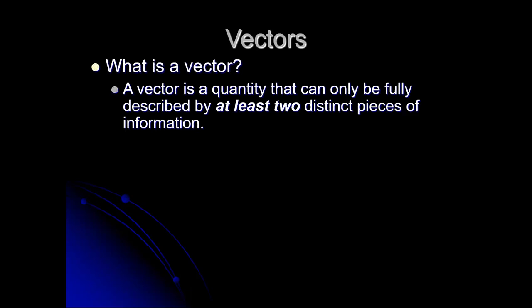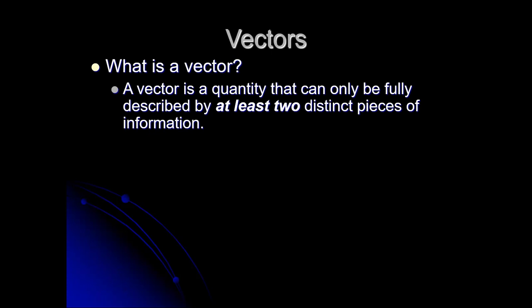So vectors require that. Vectors require more than just a number, usually some information about direction. So vectors are quantities that require at least two pieces of information. I like to think of it from a point of view of information. How many boxes do I need to fill in to completely describe this thing?